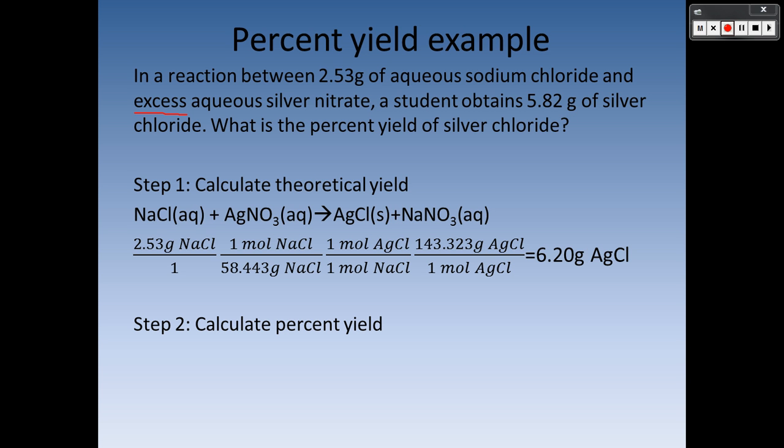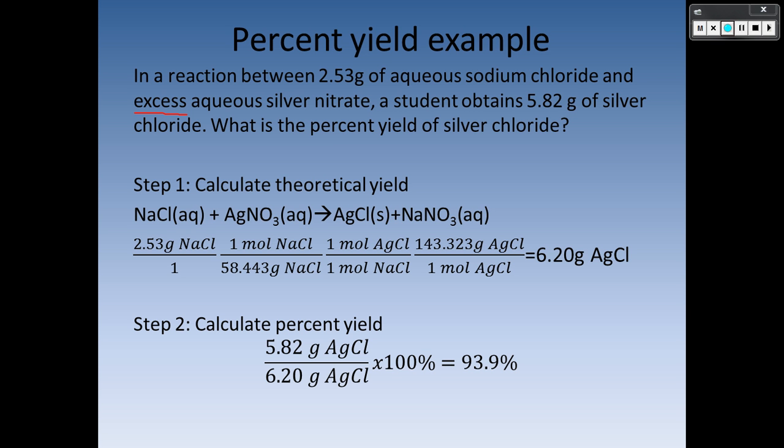Step 2 is to then calculate the percent yield. So we've got 5.82 grams of silver chloride from the reaction. We should have had 6.20 grams, that's our theoretical. Multiply, so we divide the 5.82 divided by 6.20 times 100% equals 93.9%. So not bad. I'm sure a lot of you, if you got a 93.9% on a test, would be more than happy.